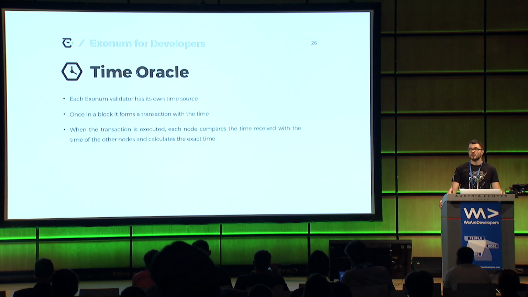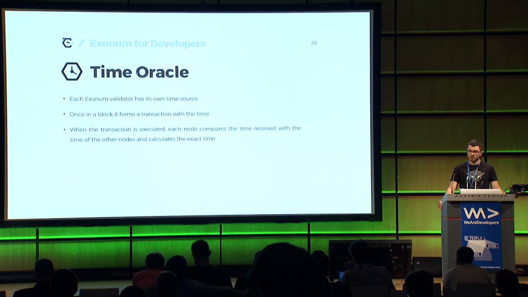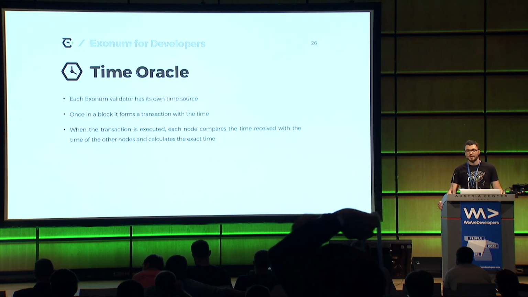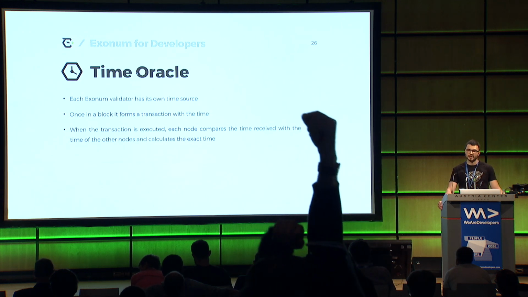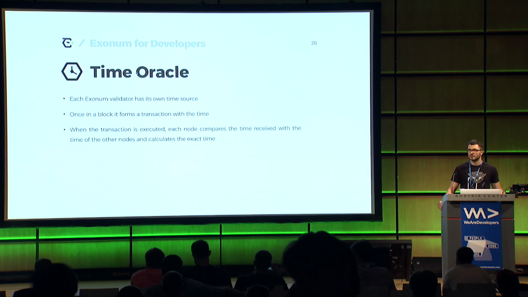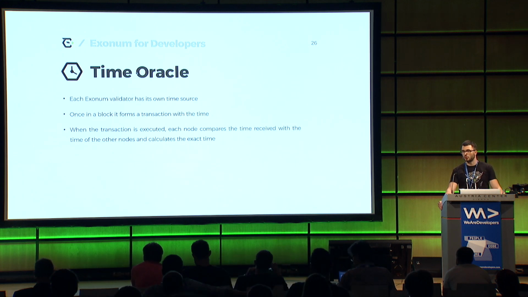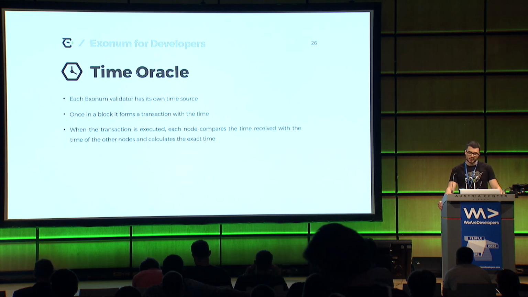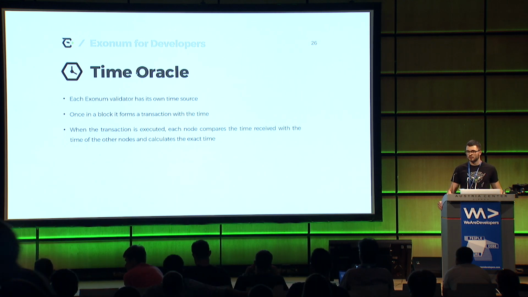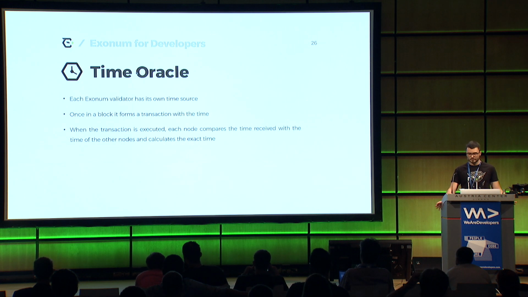So as for the time oracle, how it basically works. Each Exonum validator has its own source of time, and the corresponding service works on this validator node. And once in a block, it forms a transaction with the corresponding time and sends it to the network.